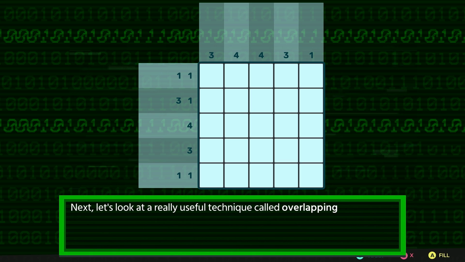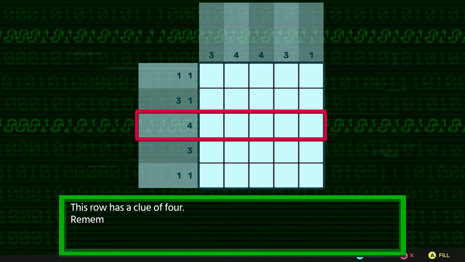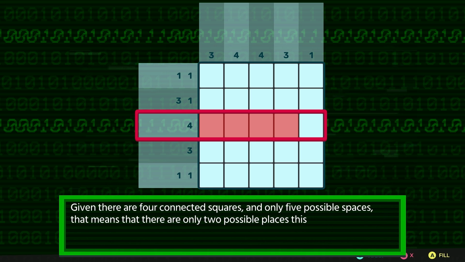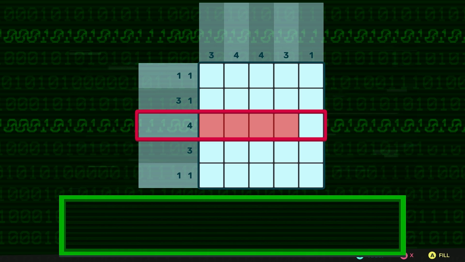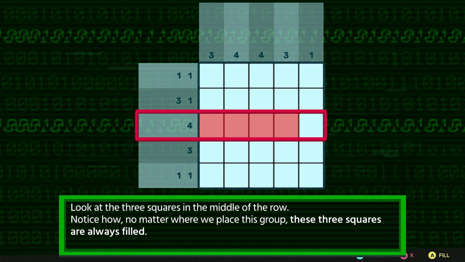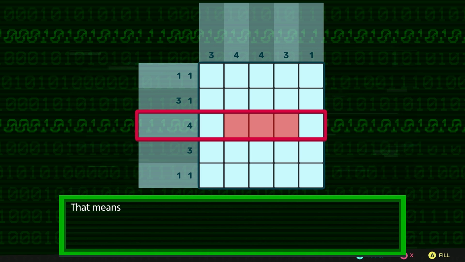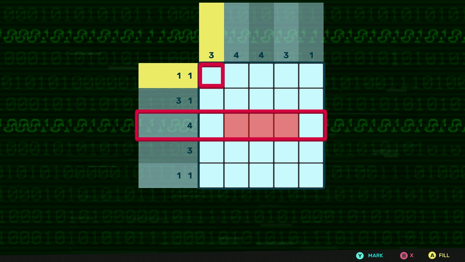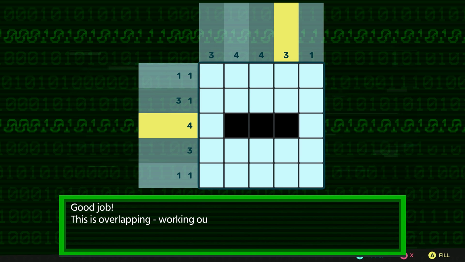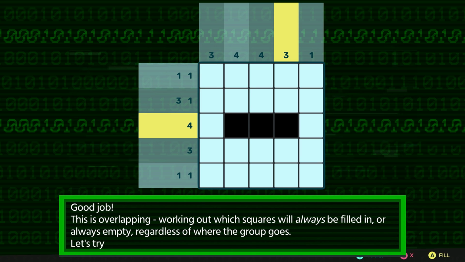Next, let's look at a really useful technique called overlapping. This row has a clue of 4. Remember, that means 4 connected squares should be filled in. Given there are 4 connected squares and only 5 possible spaces, that means that there are only 2 possible places this group could go. Look at the 3 squares in the middle of the row. Notice how, no matter where we place this group, these 3 squares are always filled. That means we can safely fill them in now. Go ahead. Good job! This is overlapping, working out which squares will always be filled in or always empty regardless of where the group goes.